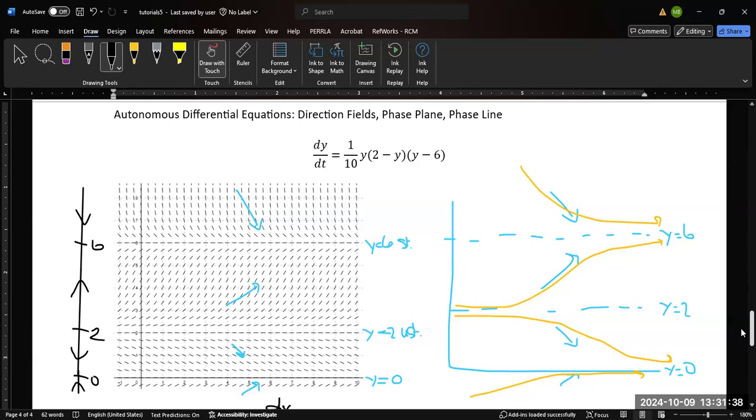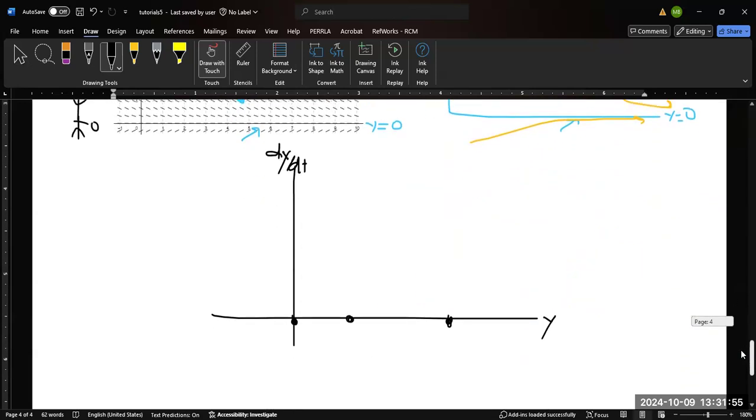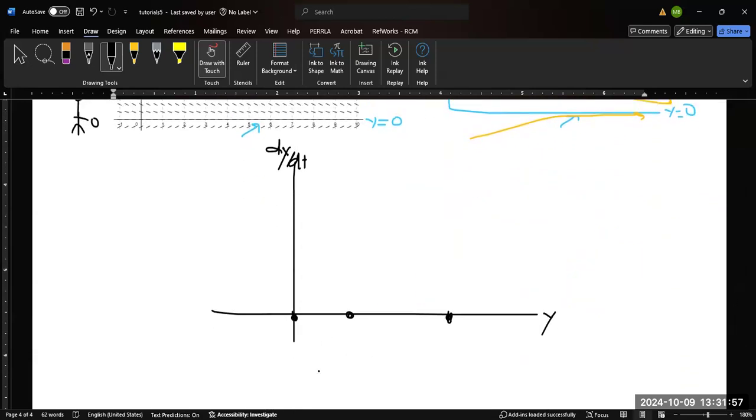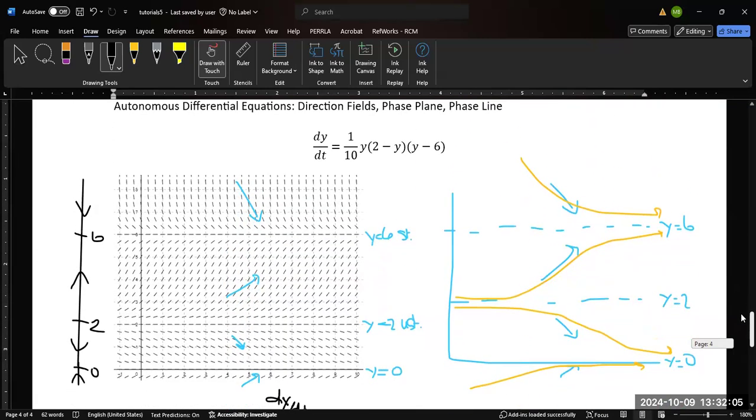If I put in a value like 1, I'm going to get a 1 here, which is positive. This whole coefficient outside is positive. And then 2 minus 1 is going to be positive. And then 1 minus 6 is going to be negative. That's going to give me a negative value down here. If I plug in a value that is negative, like say -1, then I'm going to get a negative out here.